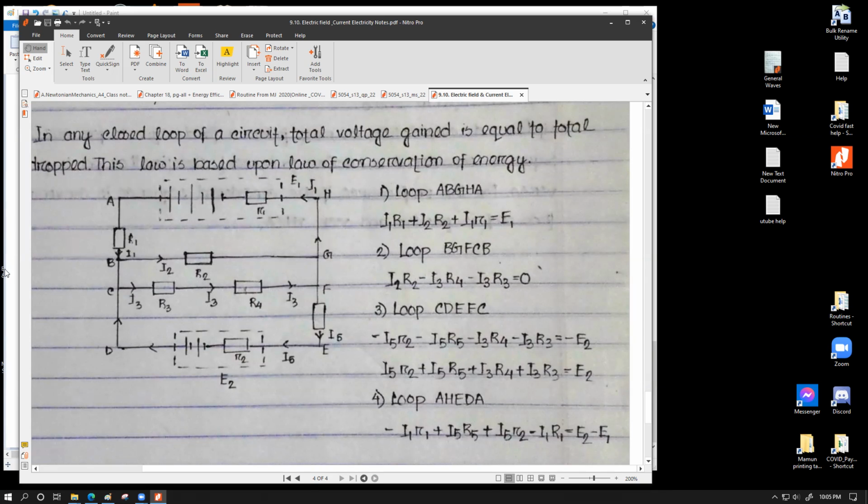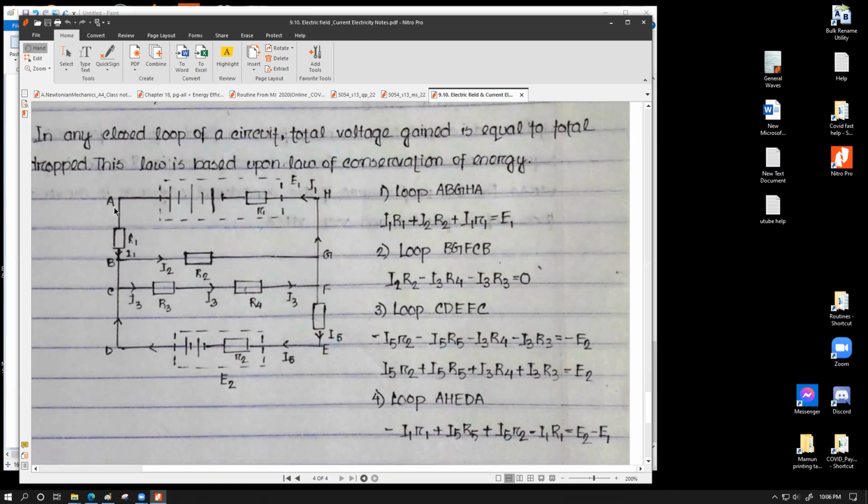So here it comes. We're starting from here. I1 into R1, this is the first potential drop, plus I2 into R2. Because we are considering this as the loop direction, I2 was considered flowing this way. So I2 R2 also produces a positive potential drop, or positive voltage. So I2 R2, we come to point G. From G to H, there is no resistance, so there is no potential drop.